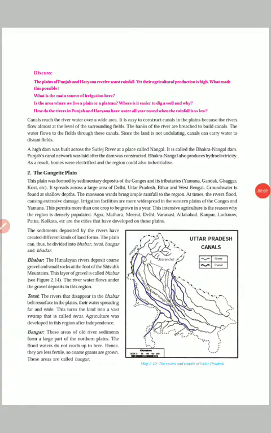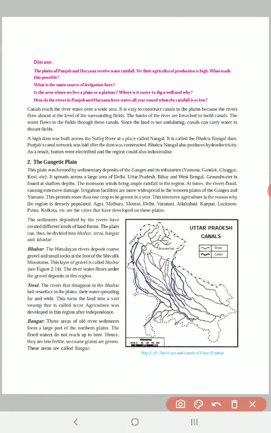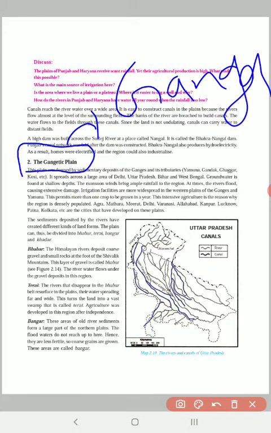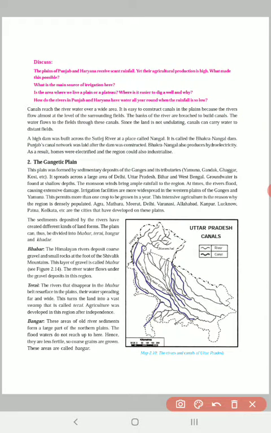Now we will move on to the second important plain that we have under the foot of the Himalayas, that is the Gangetic Plain. The name Gangetic Plain is because of the river Ganges. This plain is created by the river Ganges as it passes through different states. You see here, this is a vast plain. It was formed by the sedimentary deposits of the Ganges and its tributaries, Yamuna, Gandak, Ghaghara, Kosi. You will find them here.